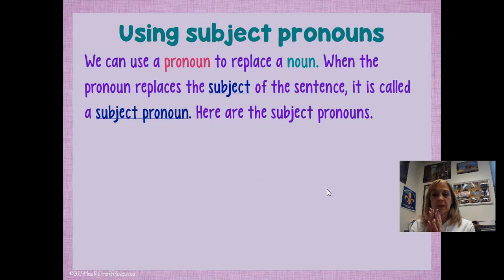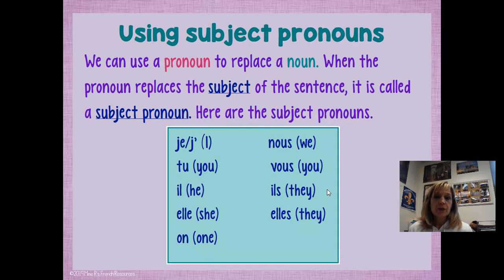All right, so this is also a review, but this is going to be important in this little mini unit we're doing before our semester break. So we might remember that we talked about pronouns and how they can replace nouns. So pronouns have different jobs. We're learning about subject pronouns, those that are subjects of the sentence. That's their job. Okay, and here they are.